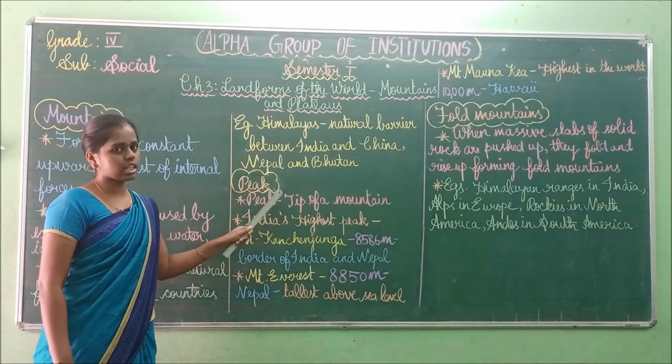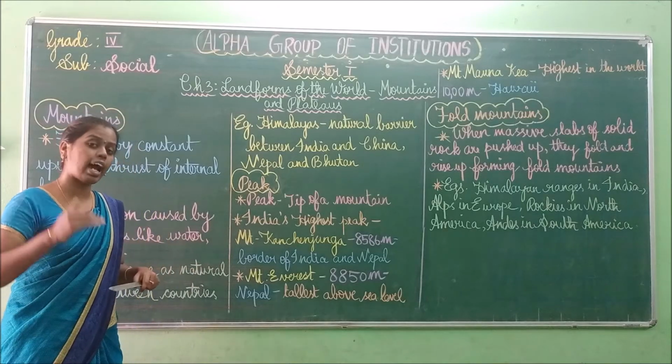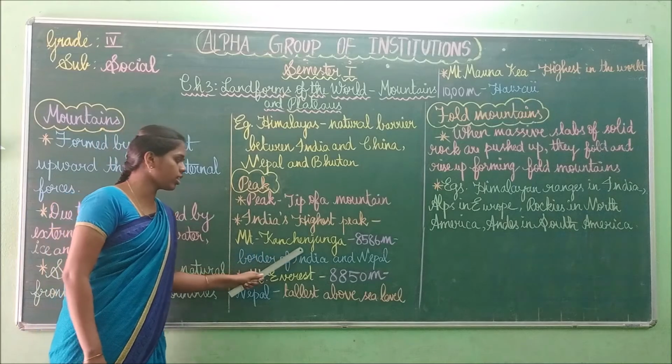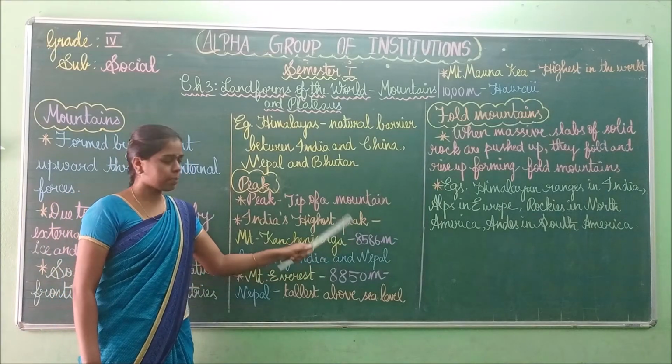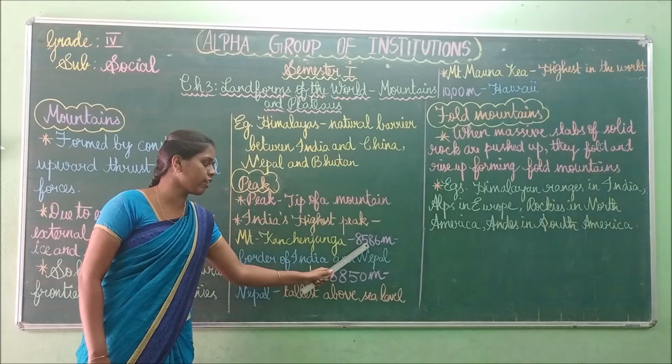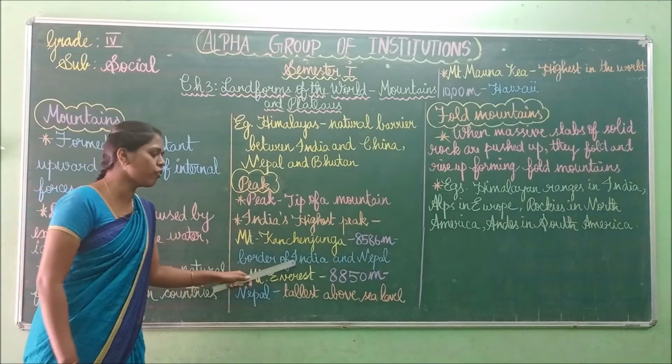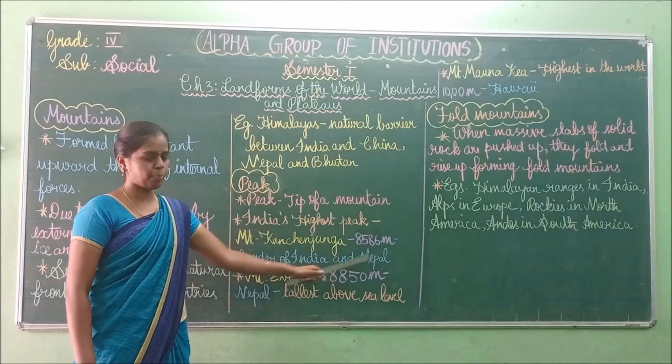So peak is nothing but the tip of the mountain. The highest tip of the mountain in India is Mount Kanchenjunga. Its height is 8,586 meters and it is present on the border of India and Nepal.